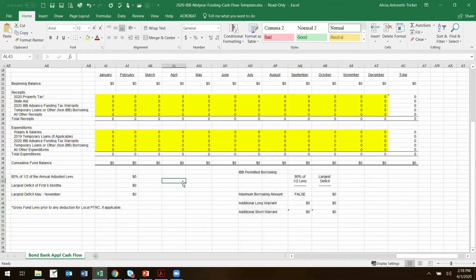A key thing to keep in mind as you're completing this is to not include your estimated borrowing from this mid-year tax warrant program. We actually want to be able to see a negative in that cumulative fund balance, because that tells us how much you actually need to borrow and what month you need those funds.